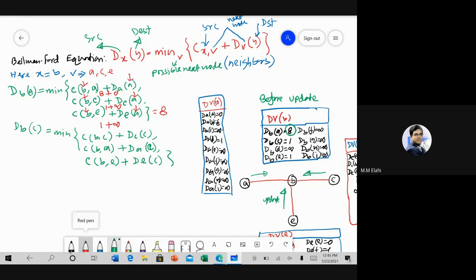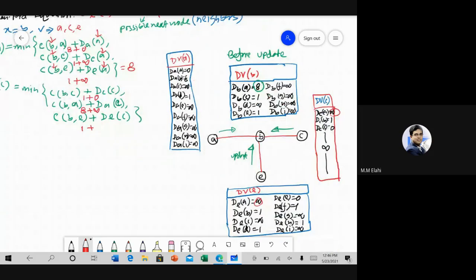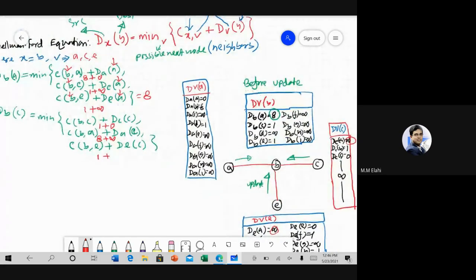Now, if you just put the values here, what is the value of B to C? 1, right? And C to C is 0. Then B to A is 8 plus A to C, you have to go to infinite. So infinite. Then B to E is 1, and E to C, you have to go to E's table. E to C is infinite. So again, there is no change. It will be 1. So just put a circle here, and this has also not changed.